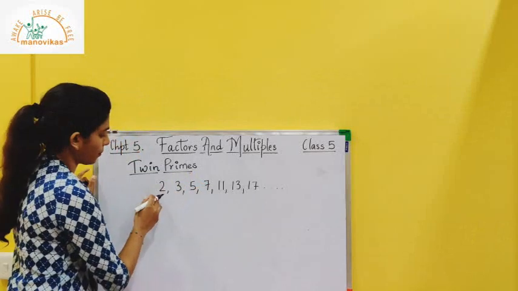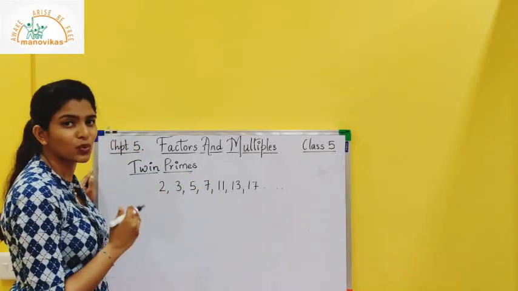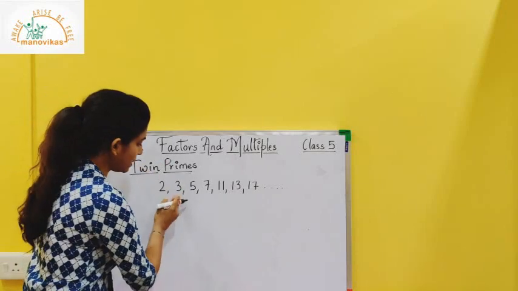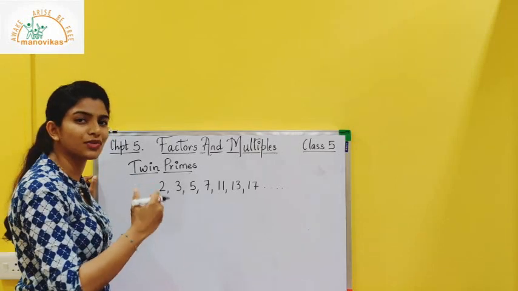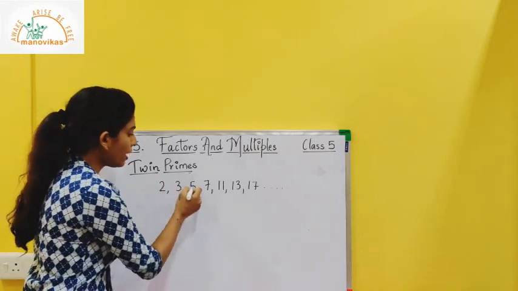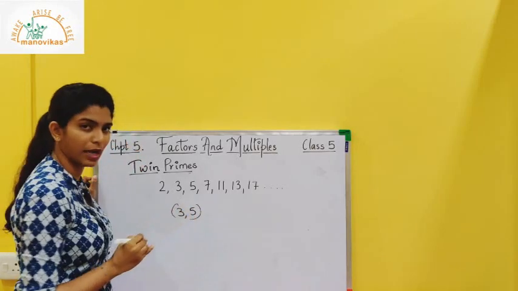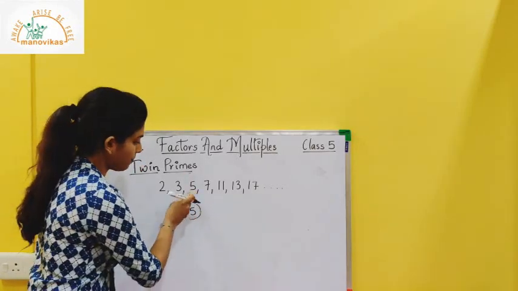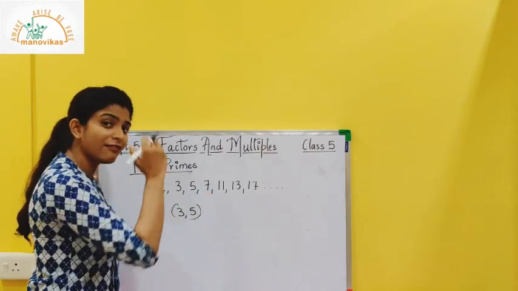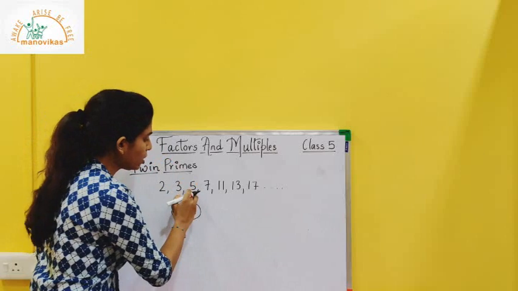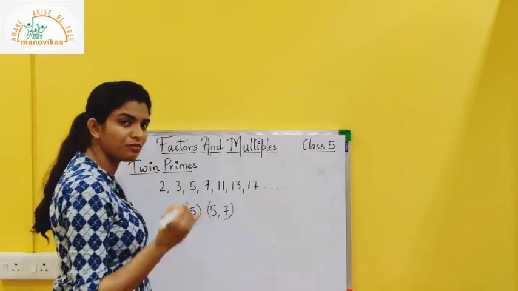So, look here. 2 and 3. 2 and 3 cannot be twin primes. Let's move to the next numbers. 3 and 5. Are they twin primes? Yes, because they differ by 2. That is 4 in between. So 3, 5 are twin primes. Let's see the next numbers. 5, 7. Are they twin primes? Yes. 5, 6, 7. So 6 is missing there. So 5, 7 are twin primes.